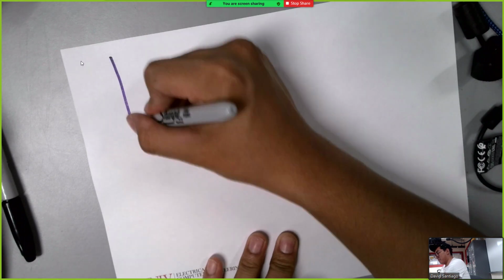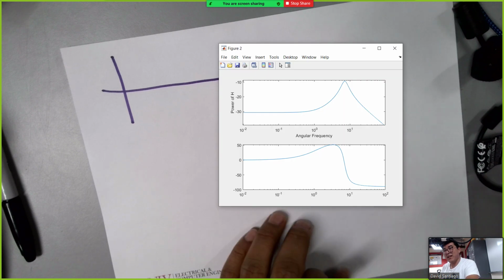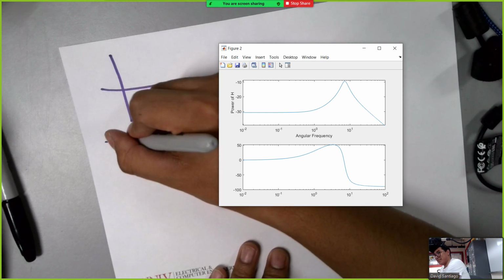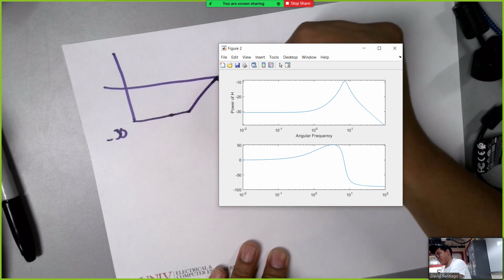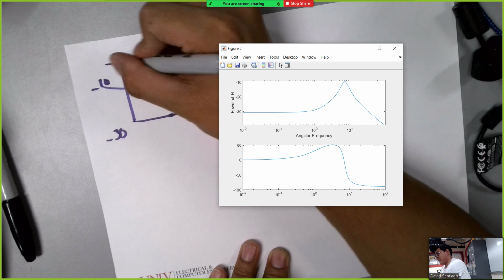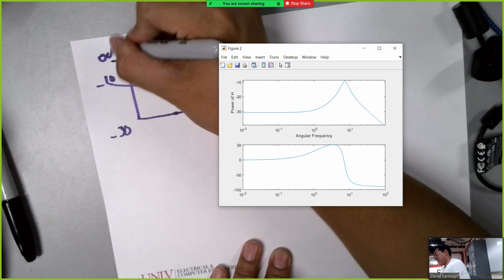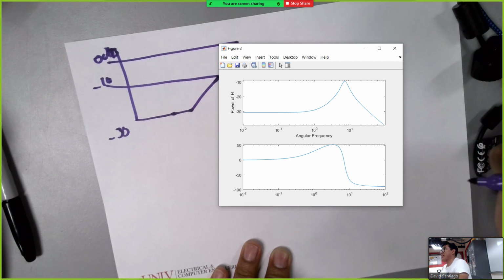So if you're seeing some Bode plot, let's look at the Bode plot again that we got. There we go. So we have -30, and it goes up to like some -10 dB, and then goes back down. So here's -30. It does something like this, and then something like that. Then let's just call this one -10. And this right here is 0. So you're seeing something like this, right?